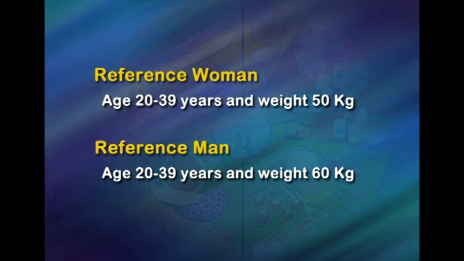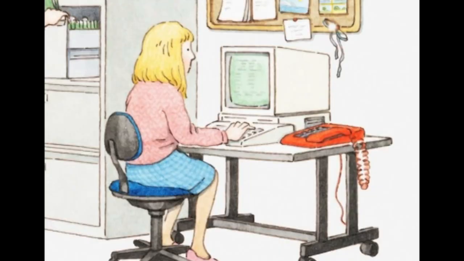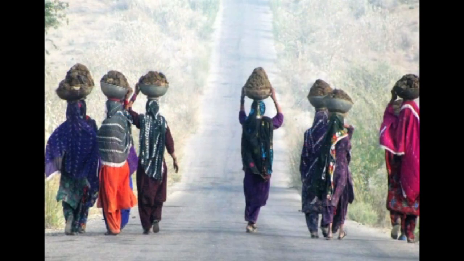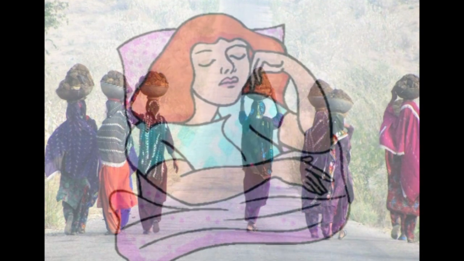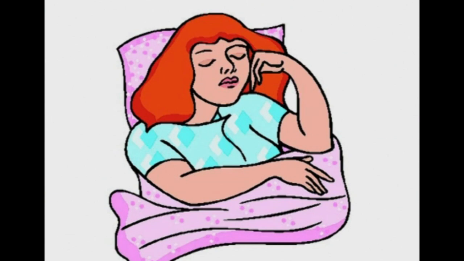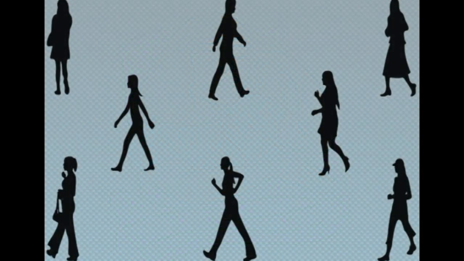Now, coming to the definition of reference man and reference woman. Both are in the age group of 20 to 39 years. A reference woman weighs around 50 kgs, whereas a reference man weighs 60 kgs. The reference woman is healthy. She may be engaged in 8 hours of moderately active work, such as light industry work or general household work. Apart from the 8 hours in bed, she spends 4 to 6 hours in light leisure activities and 2 hours in active household work, recreation or walking.